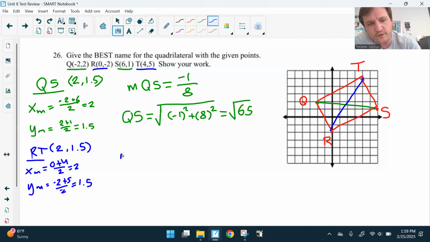Now the slope of RT, the next one, it's your rise over your run, starting at R, going to T. We're going to go up 1, 2, 3, 4, 5, 6, 7, and over 1, 2, 3, 4. So you get 7/4.